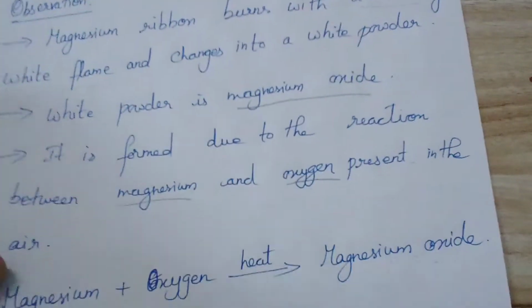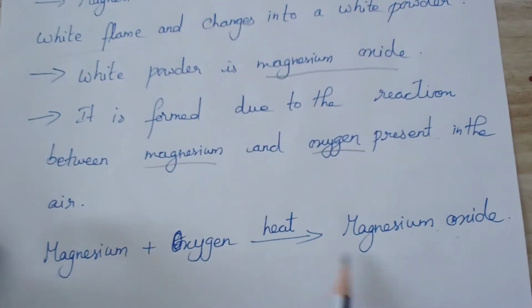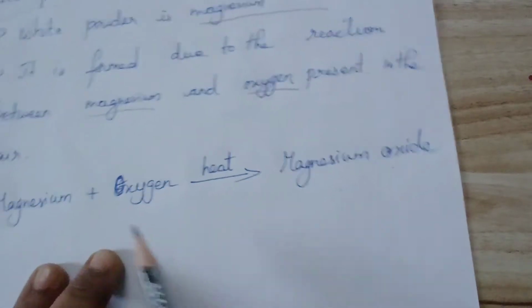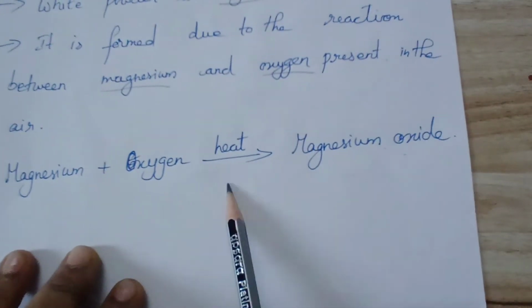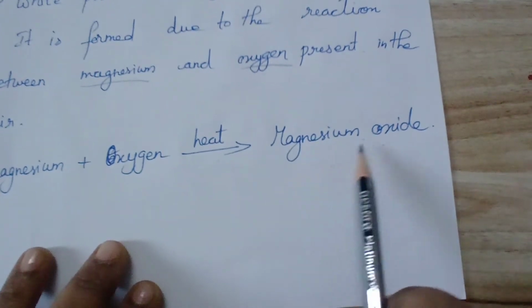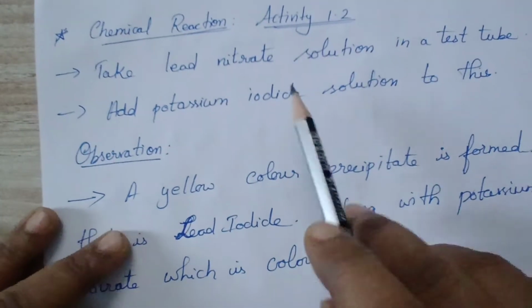Clear on this? We have seen that magnesium plus oxygen, in the presence of heat, forms magnesium oxide. A totally different compound has been formed, so we can say that a chemical reaction has taken place. Next, what is the next activity?